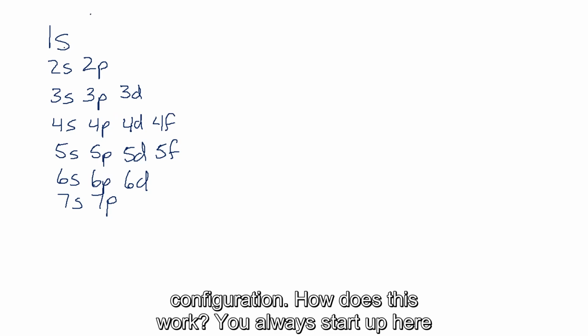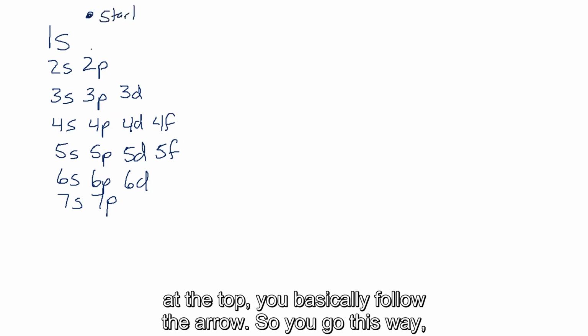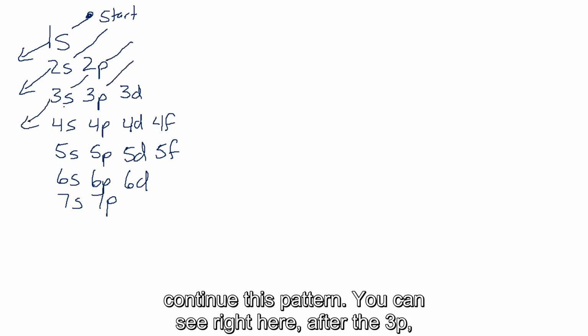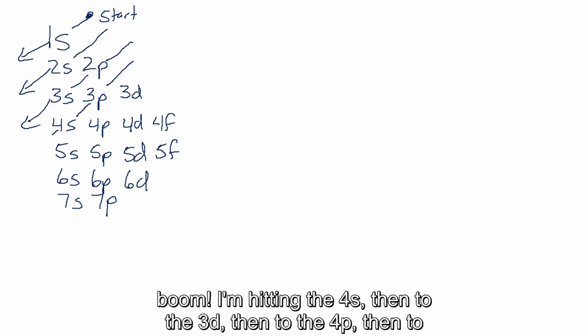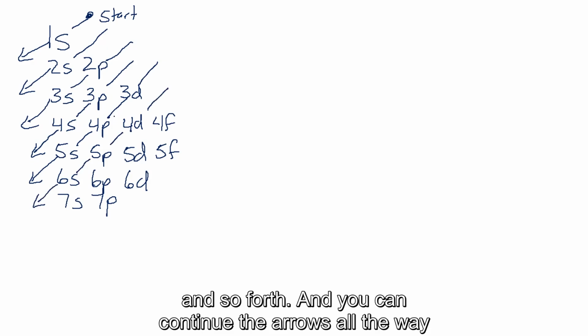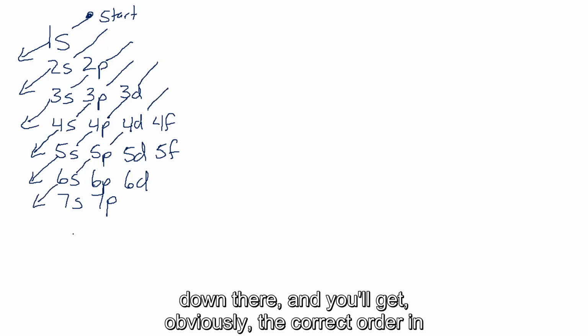How does this work? You always start up here at the top. You basically follow the arrows. So you go this way, you go this way, you zigzag back, you come this way, and you continue this pattern. You can see right here after the 3p, boom, I'm hitting the 4s, then to the 3d, then to the 4p, then to the 5s. And you can continue this pattern, 5s, then to our 4d, 5p, and so forth. You can continue the arrows all the way down there, and you'll get obviously the correct order in this case.